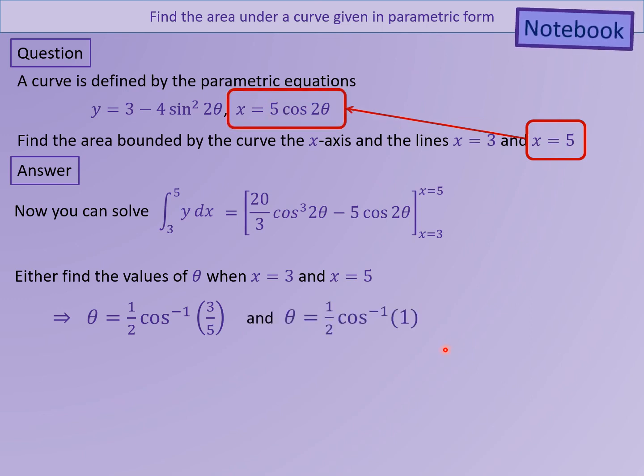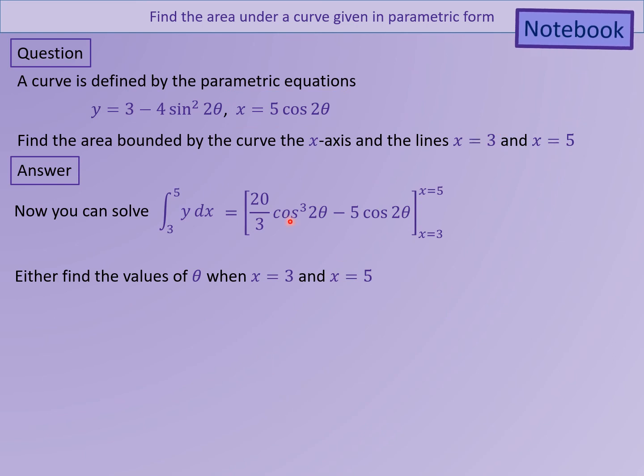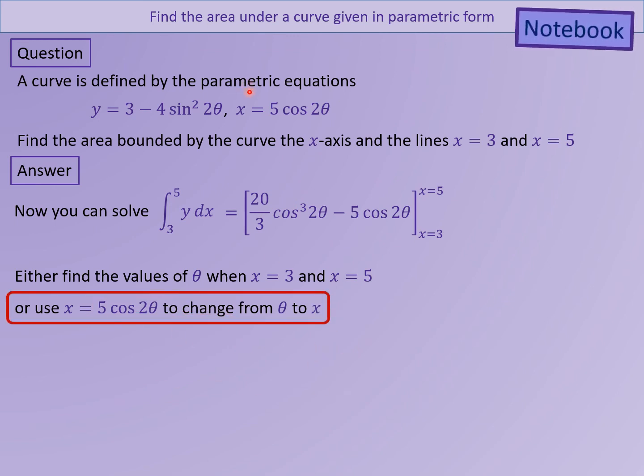I could use those 2 theta values and substitute them in there. The other option though is to convert these two in terms of x. Now they actually look quite nice. 5 cos 2 theta is just x. I could rearrange this one as well. Cos 2 theta is x over 5, so I could substitute both of those in. And this one just seems a little bit easier. So I'm rearranging my x equation, substituting it into there, and I end up with that equation like that.